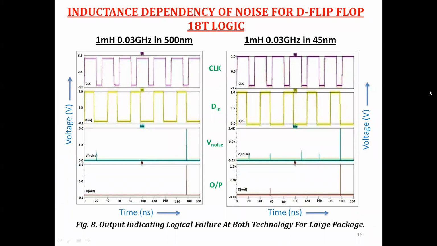This is the waveform of the 1 millihenry package at 0.03 GHz operating frequency. Here, for both technologies, the output does not follow the logic of the D flip-flop, that is, it indicates logical failure due to the large package, because if the package is large, the current flow in the circuit is very high. As a result, power supply noise occurs.